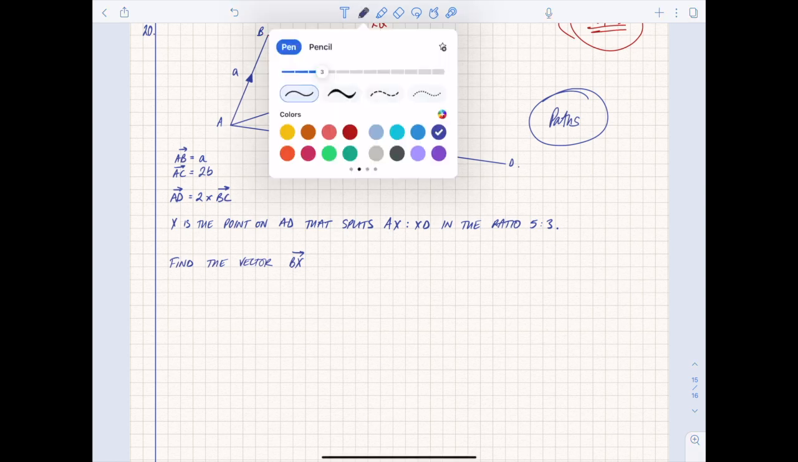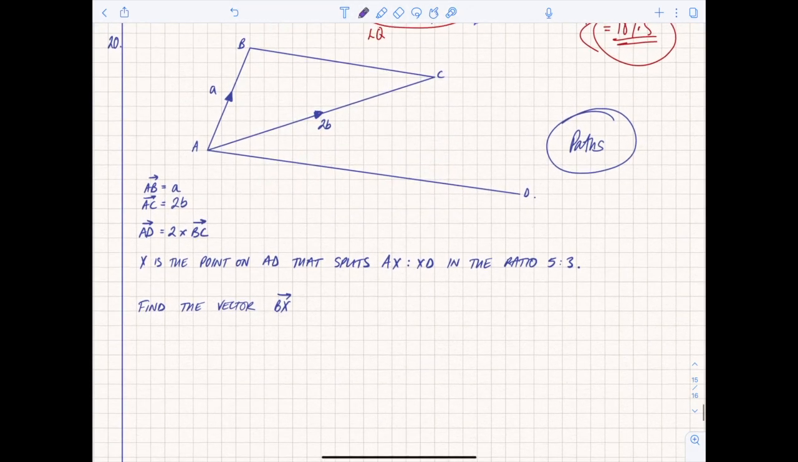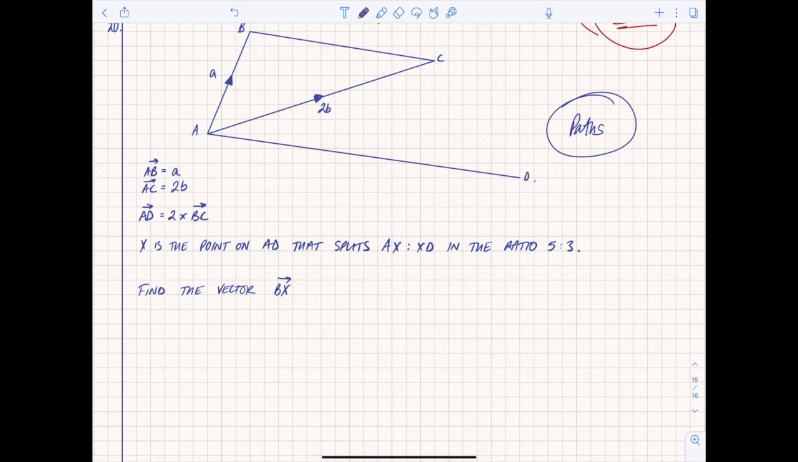So what I'd suggest you do with vector questions is you don't necessarily just read the whole thing all in one go. What you could do is just work out bits. So on this, I can see straight away that I don't have this road here. This road name is missing. So B to C is missing.